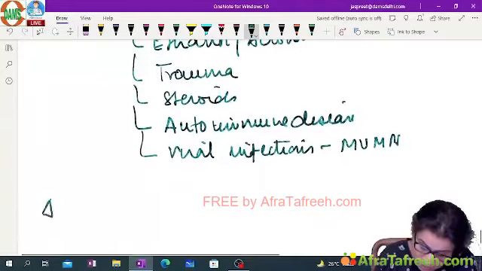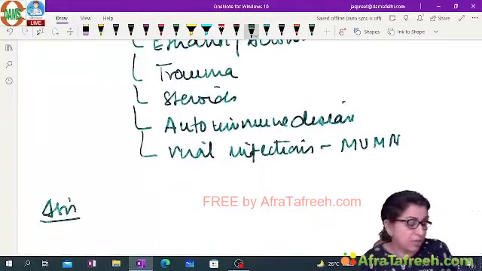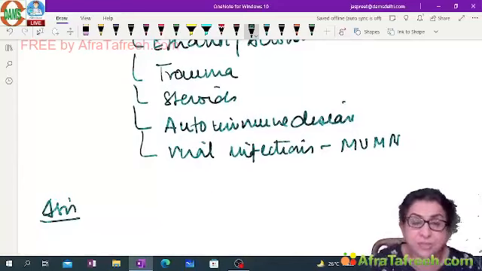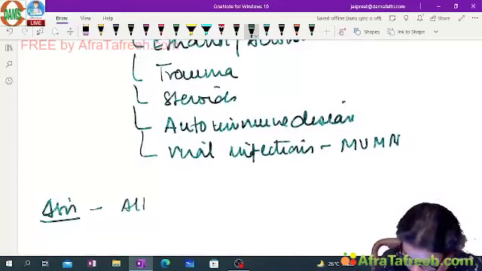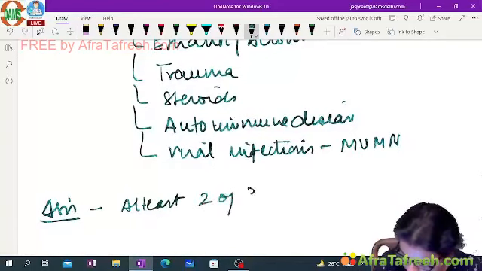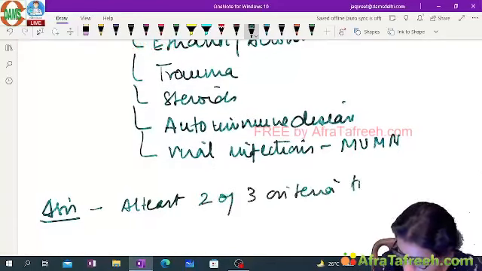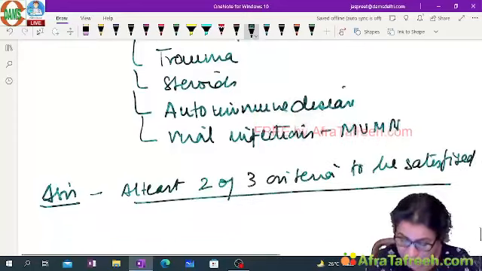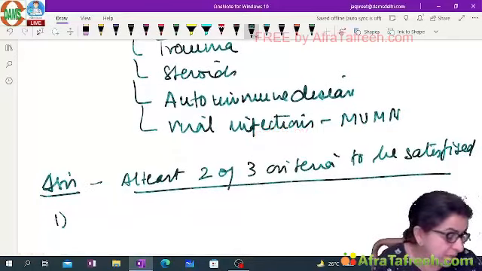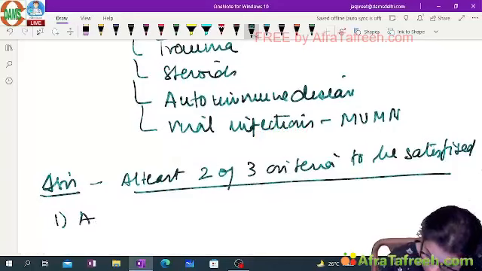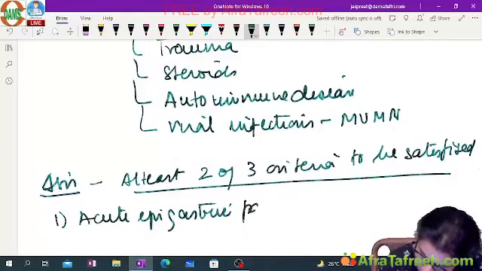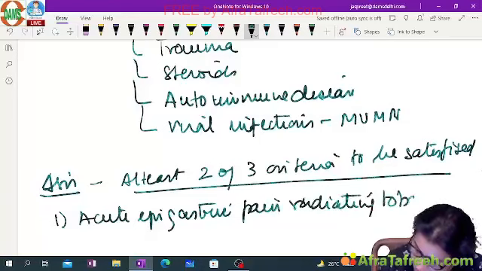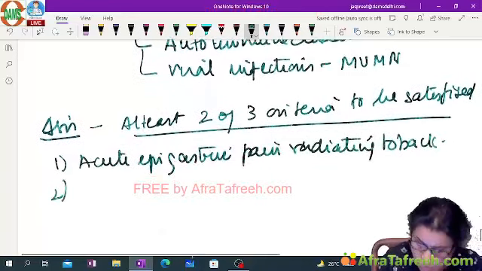Okay, so for diagnosis of acute pancreatitis, there are three criteria out of which at least two should be satisfied. So what are the criteria? Number one, acute epigastric pain radiating to the back. So the patient has acute epigastric pain that radiates to the back.